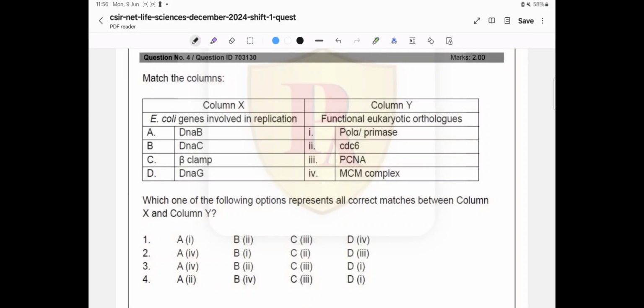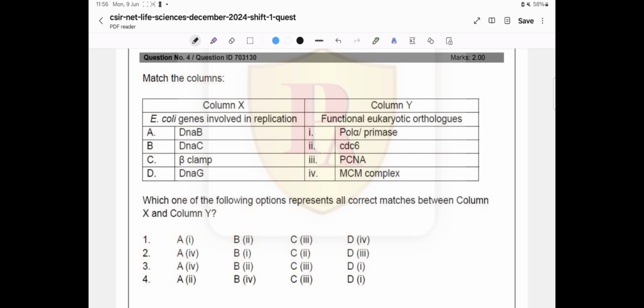Actually, I am solving CSIR NET Life Science questions. I thought that I should discuss this question with you also. This is a question that has come recently, 2024 March first shift, and it's a match the following. This question is from molecular biology, a very common topic, DNA replication.